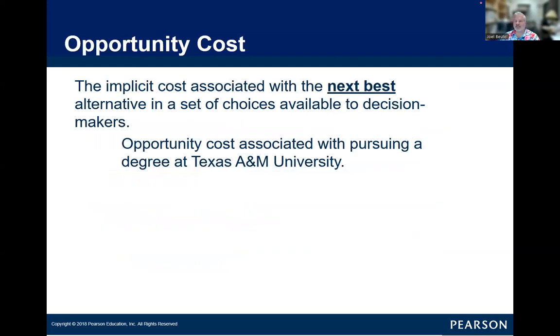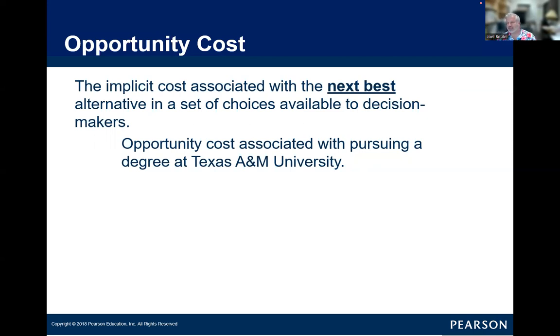So opportunity cost, the implicit cost associated with the next best. So it's not associated with what you do. It's your second best choice, right? So we say, what's the opportunity cost associated with pursuing a degree at Texas A&M University? So the opportunity cost is what would have been your next best decision.